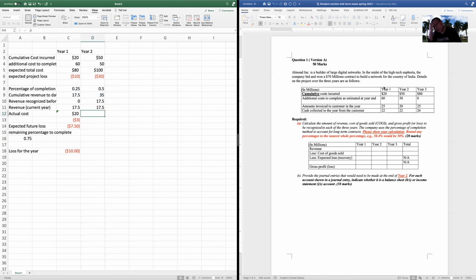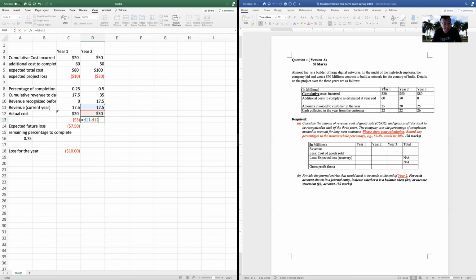So 17.5, okay? What's the actual cost for year two? Somebody just used 50, that's wrong, because 50 is not the actual cost for year two. It's the total cumulative cost for year one and year two. So therefore, the actual cost for year two is D3 minus C3. So that's 30, right? 30. Okay, so now what is my difference between the two?